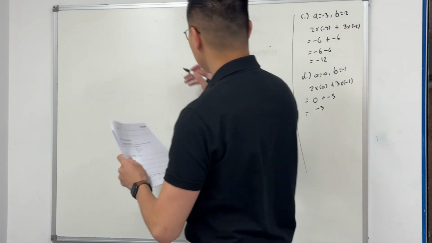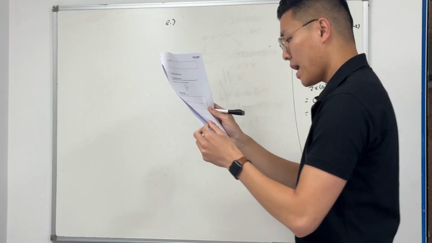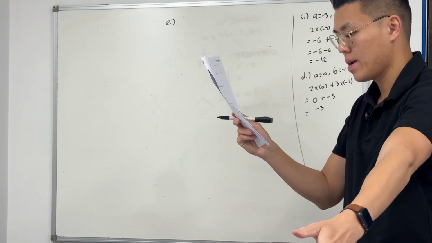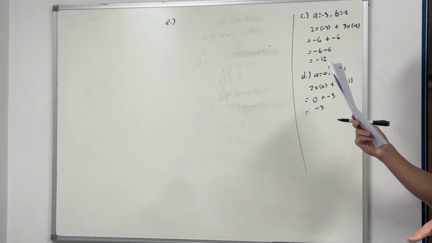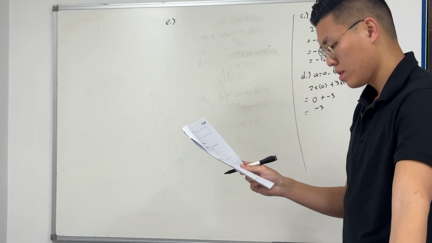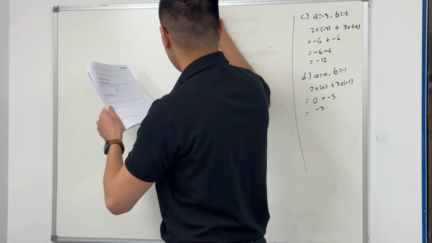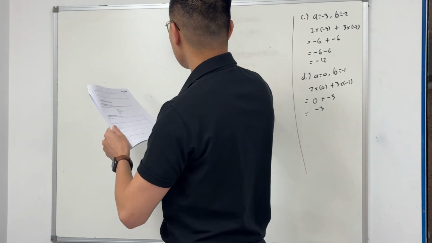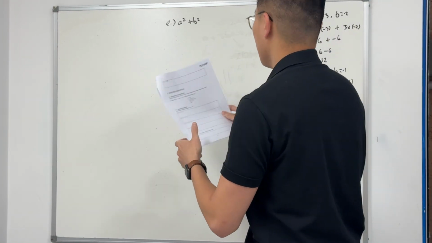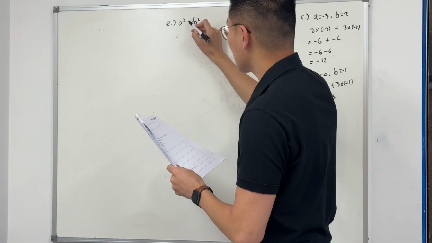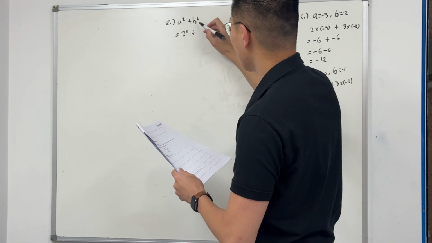Okay, E, I'm going to do E now. Caitlin, can I get you to read the question for E? If A equals 2 and B equals 4, evaluate the following expression. Thank you. So for our first expression, we have A squared plus B squared, and now we're told what A and B are. We're just going to replace the A with the number.